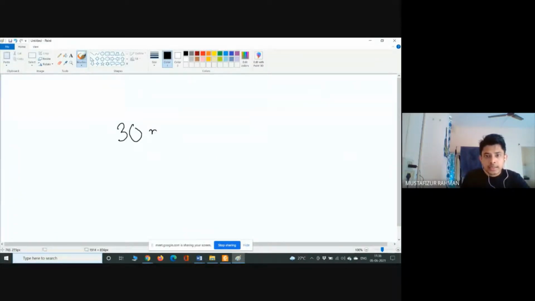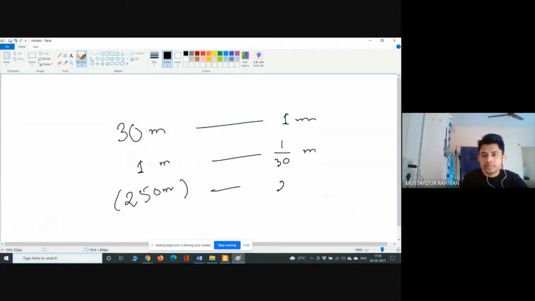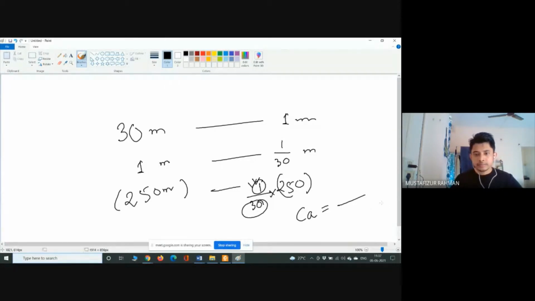We have written 30 meter. In 30 meter, we have 1 meter of error. So therefore, in 1 meter, we have 1 by 30 meters of error. Now, whatever length we measure, say for example, we measured 250 meter. So very simple, 250 multiplied by 1 divided by 30, right? So this is the error per tape length. This is the designated length of the tape, and this is the length that we have measured. This will give us the correction. So we are writing Ca, that is the correction.